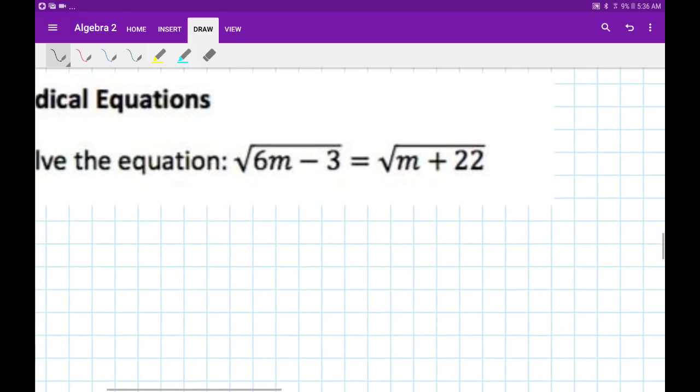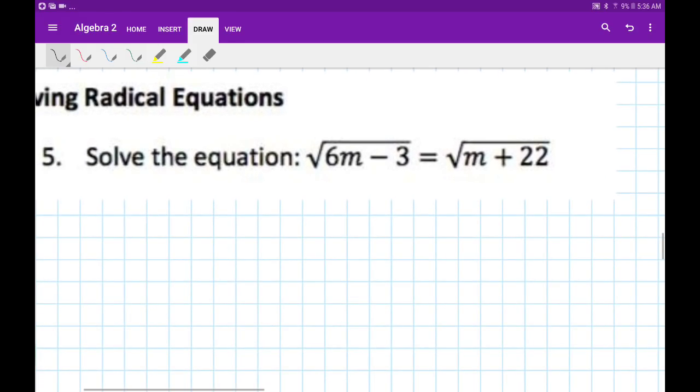Okay, let's go to the next problem. Radical equations. So for solving radical equations, right now we have 2 square roots on either side of the equal sign. So the first step we can do in this case is just square both sides.